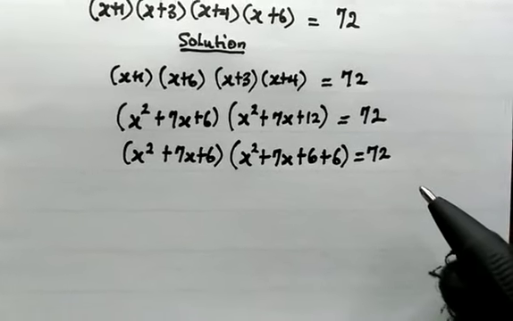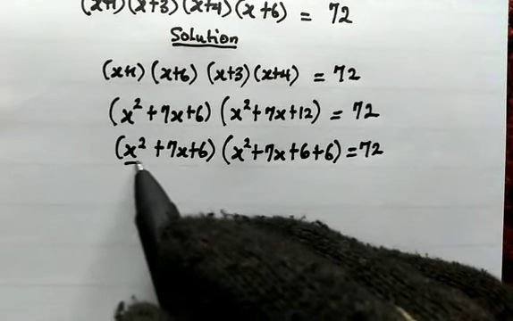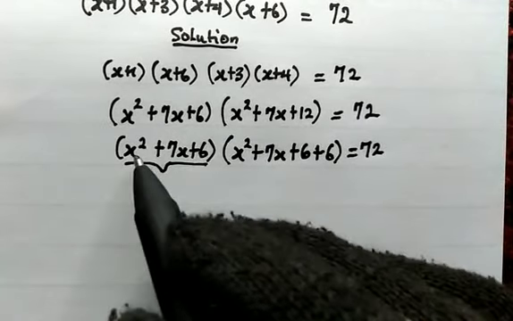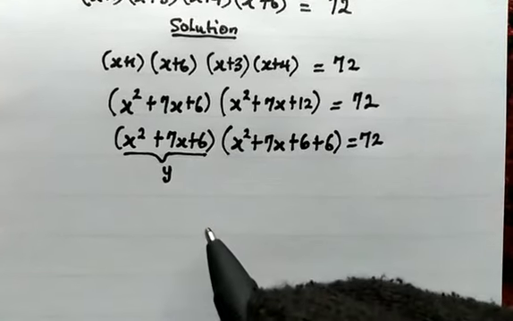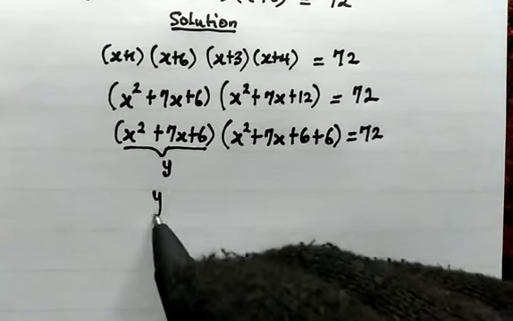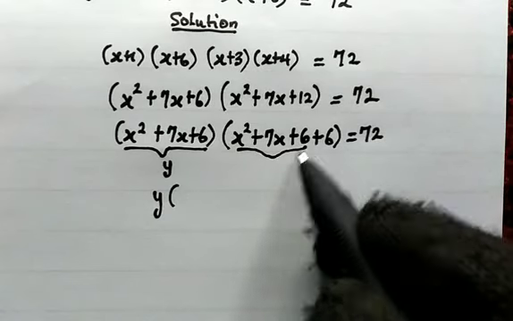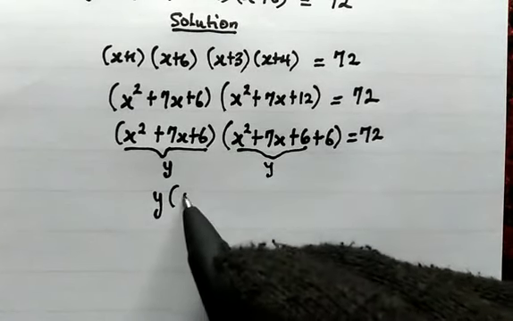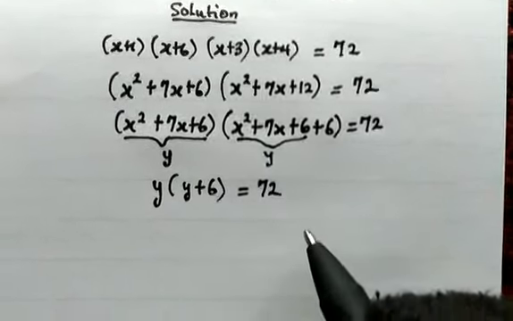Now from here, we're going to make a substitution. So we're going to let x squared plus 7x plus 6 equal y. And by so doing, we have here y times a bracket. Remember from here, that is y, so we have y plus 6, and this is equal to 72.